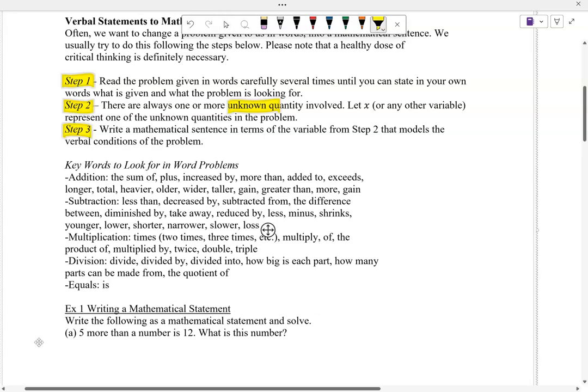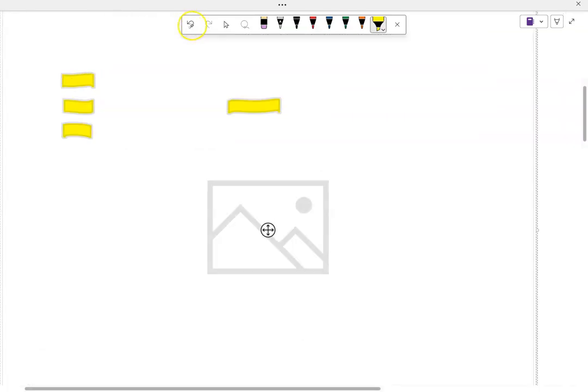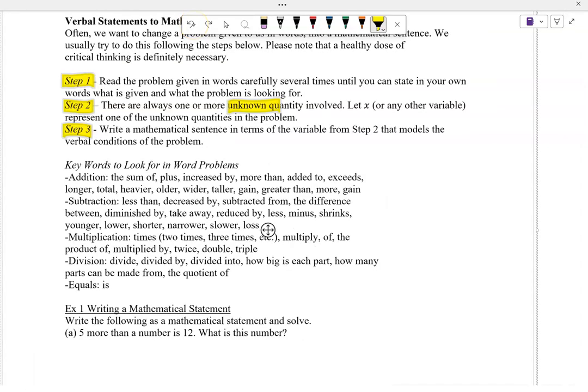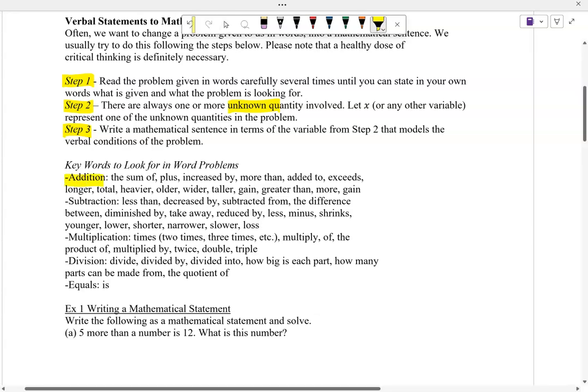If you hear sum of, more than, exceeds, longer, total, heavier, those are all addition statements. Subtraction would be like a less than, decreased by, subtracted from. Difference means subtraction. Multiplication, you've got of, product of, multiplied, and twice, double, triple, and so on. Division, divided by, quotient, and so on. If you hear equals, if you hear is, that means equals.